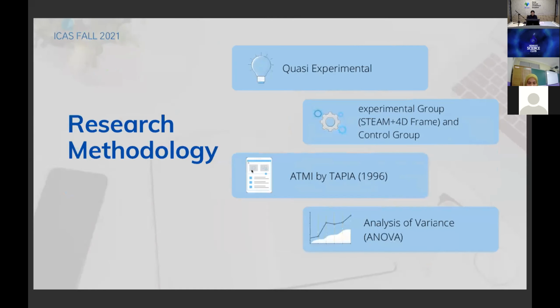Here is the research methodology. This is quasi-experimental research. I use two classes: the control group and the experimental group. The instrument is a questionnaire by Tapia. It consists of 40 questions, and I use ANOVA to analyze the data.